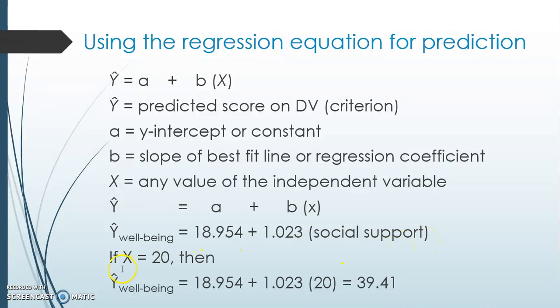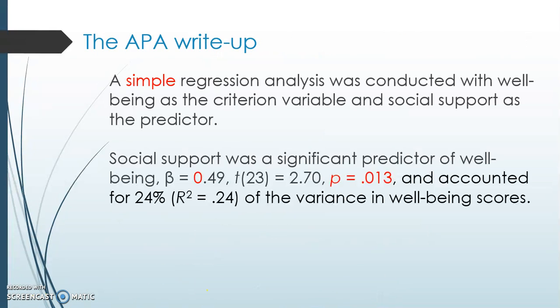So suppose the level of social support is 20, so we would take that 20 and plug it into this equation right here. Go ahead and crunch those numbers. So take 18.954 and add that to the product of 1.023 and 20, and that comes out to be 39.41. So if I knew an individual's social support was 20, I could, according to this model, say with reasonable surety that I would expect something around 39.41 for that individual's well-being.